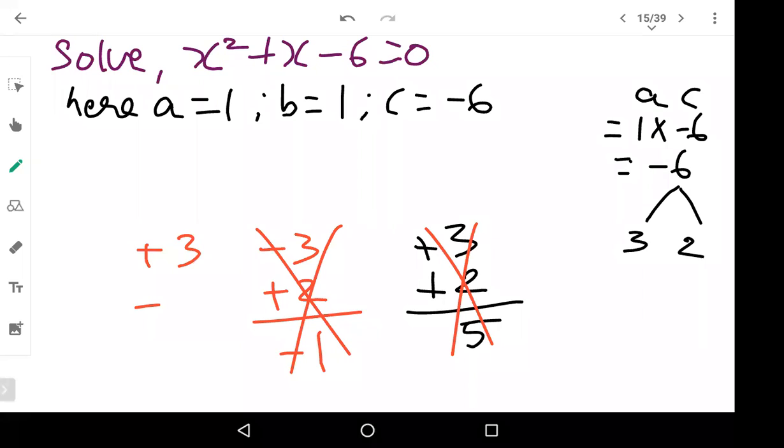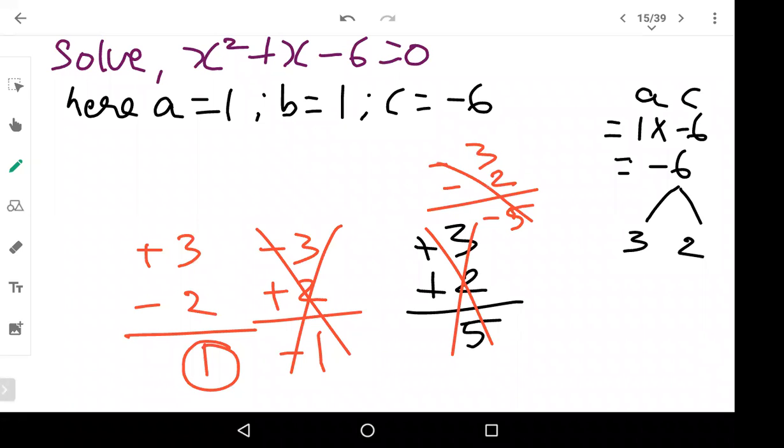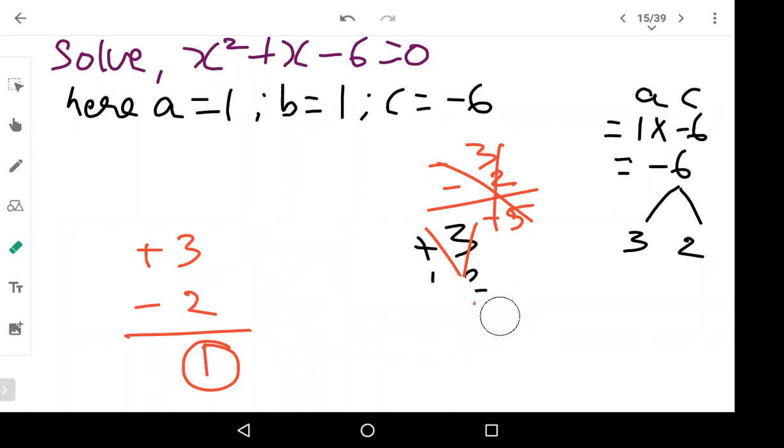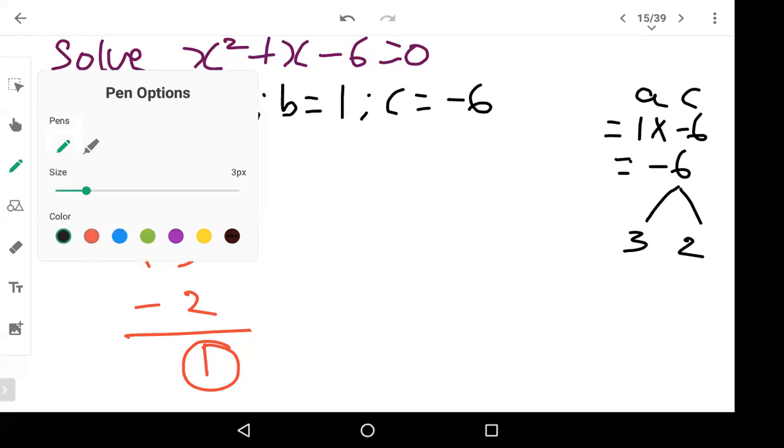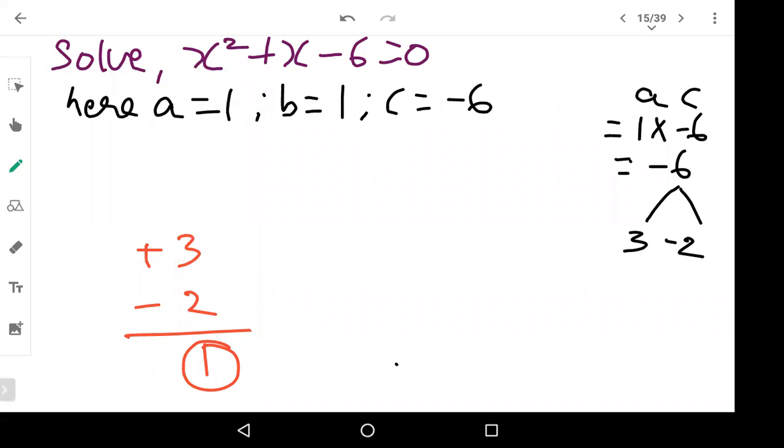+3 minus 2. Now +3 minus 2 is 3 minus 2, which is 1. Now can I go with this combination? Because I've got the required answer. If I take -3 minus 2, I get -5. This is also not the number which I require. So the numbers which I require are +3 and -2. So I'll keep 3 as it is and I will make the 2 as -2.